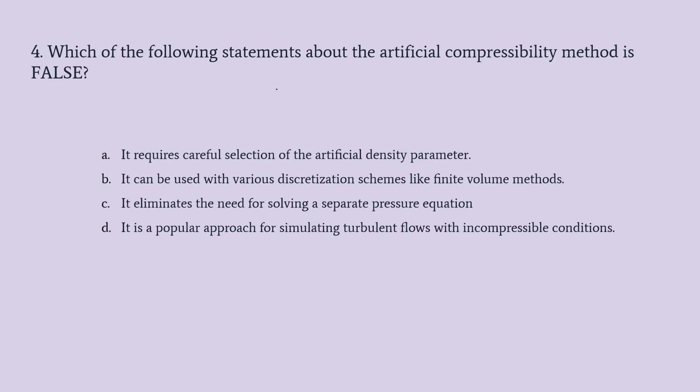Which of the following statements about the artificial compressibility method is false? So the question is to find which statement is wrong about the artificial compressibility method. Option A, it requires a careful selection of artificial density parameter. Option B, it can be used with various discretization schemes like finite volume methods. Option C, it eliminates the need for solving a separate pressure equation. Option D, it is a popular approach for simulating turbulent flows with incompressible conditions.